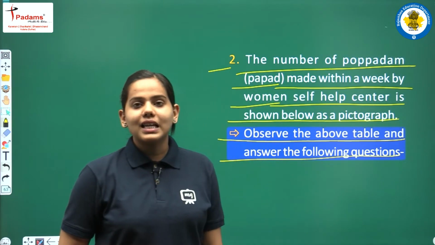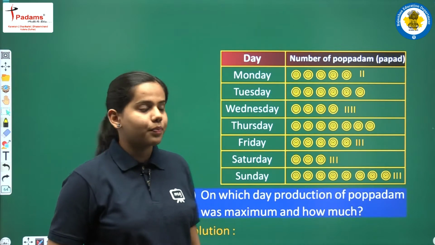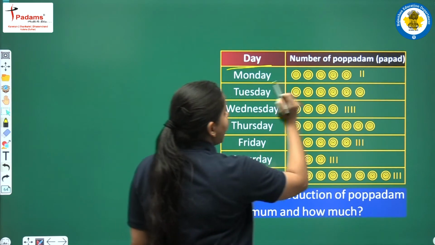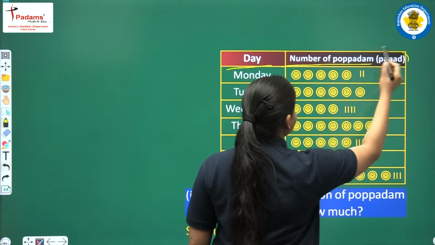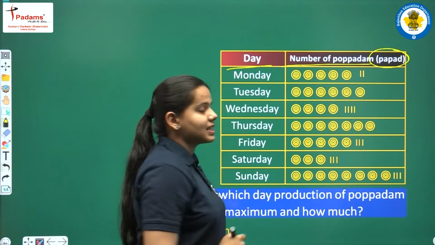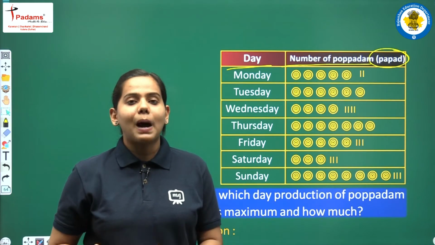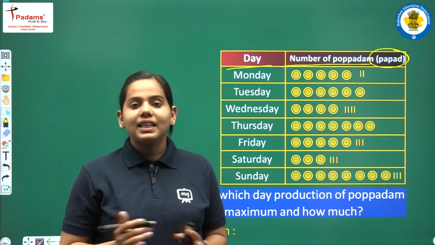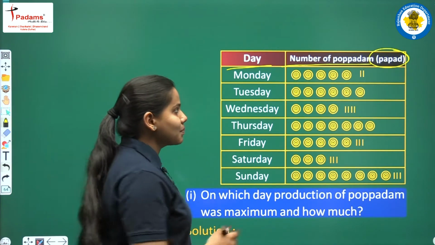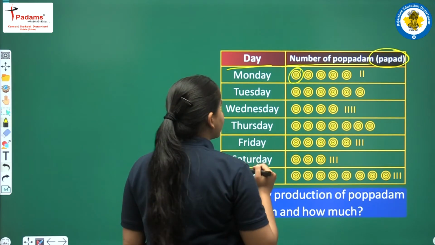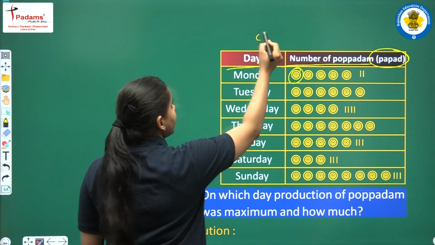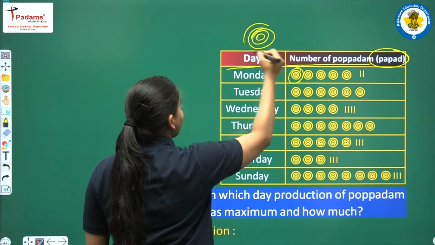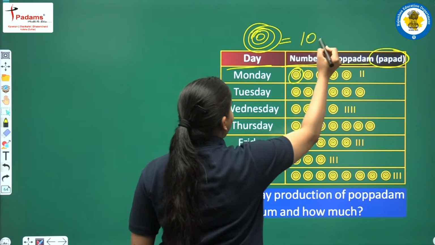So let us understand the pictograph table first. Here we have the days and here we have number of paupadam, that is papad. So children, this data is related to number of papads prepared within a week in different days by the women, right? So here this picture is used. So this picture is of papad. यहाँ पर ये जो symbol use किया गया है, this is equals to 10 papad.